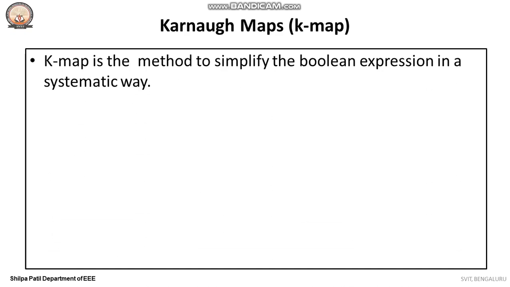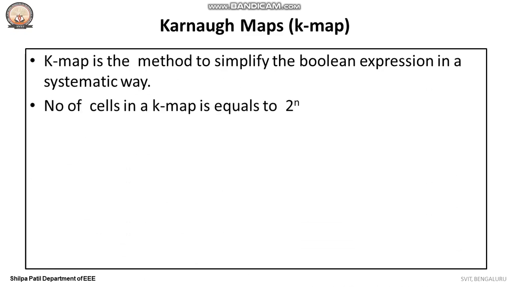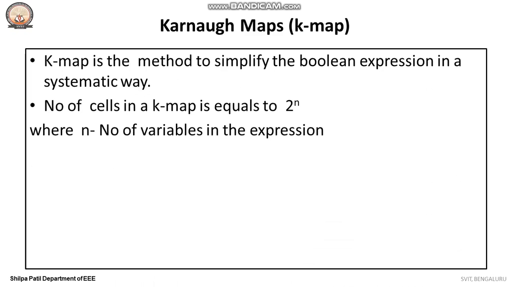In a K-map, how do we simplify? First we draw the cells based on the number of variables. Then we fill those cells using the truth table of the circuit. Then we simplify it using certain rules. The number of cells in a K-map is equal to 2 to the power n, where n is the number of variables in the expression.